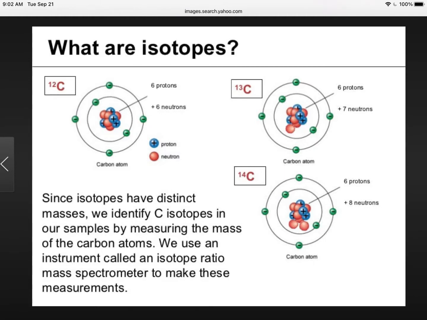What we're doing today are isotopes. So an isotope, in an atom, your neutrons change. You might want to write this down. An isotope is when you have an atom and your neutrons change. When your neutrons change, your mass will change as well.